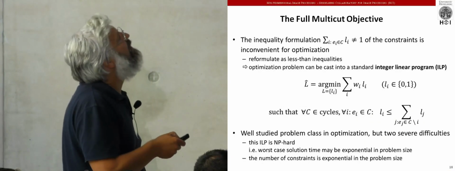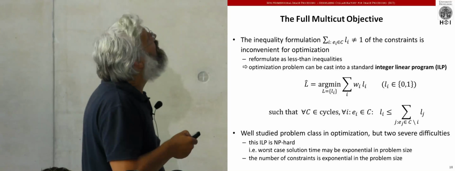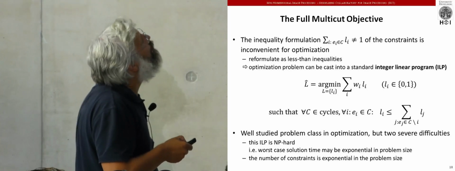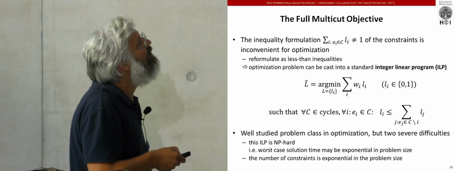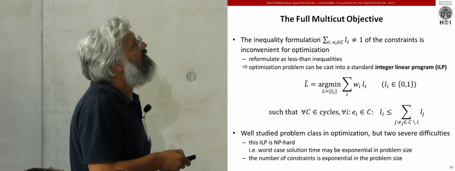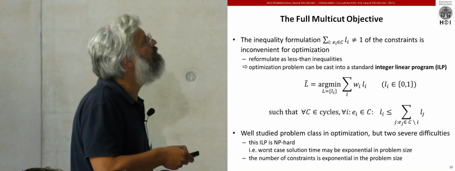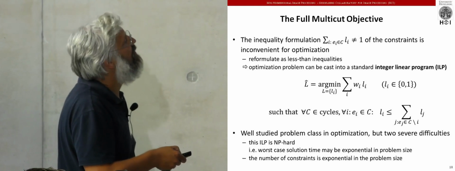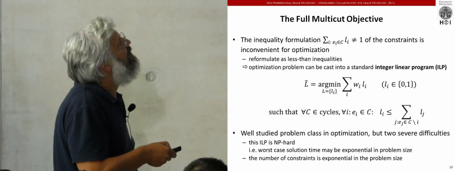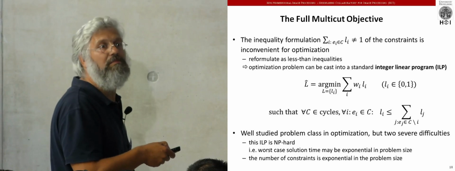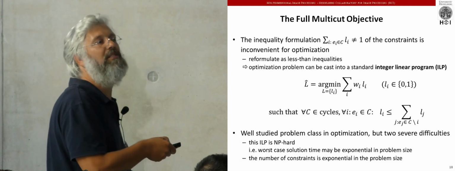So formulating that as an inequality is not so convenient mathematically. It's better to reformulate this as less-than inequalities. So we take any edge and all the other edges in a cycle where this edge is a part of. So e is an edge and C is a cycle that contains e. And then if the right-hand side is 0, that means that it is a path, then the left-hand side must also be 0. We can't cut it.